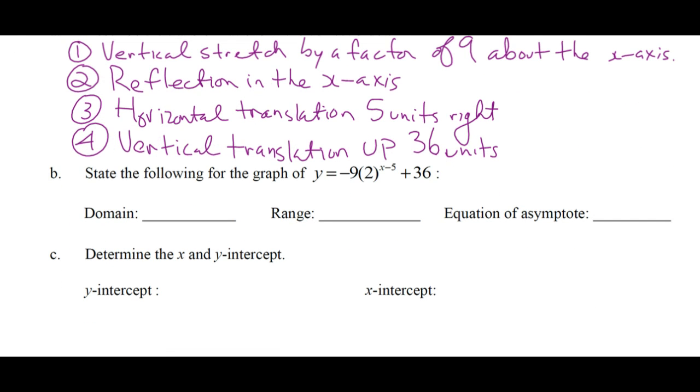State the following for the graph. So you don't need to show any justification for this, right? You're just writing down an answer. What's the domain? Yeah, so set of all x such that x belongs to the reals, right? That's every exponential function has that. We cannot change it, right? Nothing that would change that. What's the range?